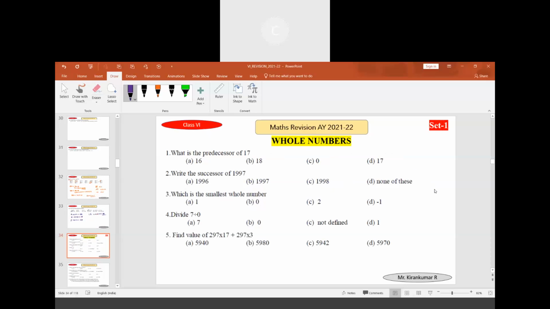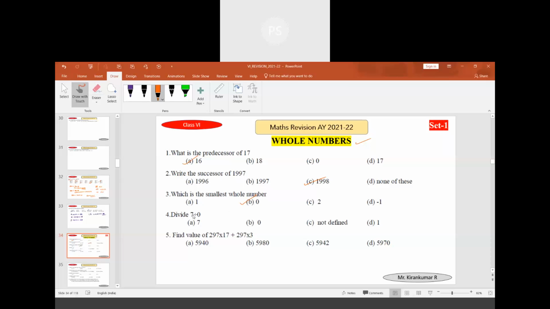That's easy. Now we are in the second chapter. The chapter name is whole numbers. What is the predecessor of 17? 17's predecessor is 16, sir. The successor of 1997 is 1998, sir. The smallest whole number is 0, sir.